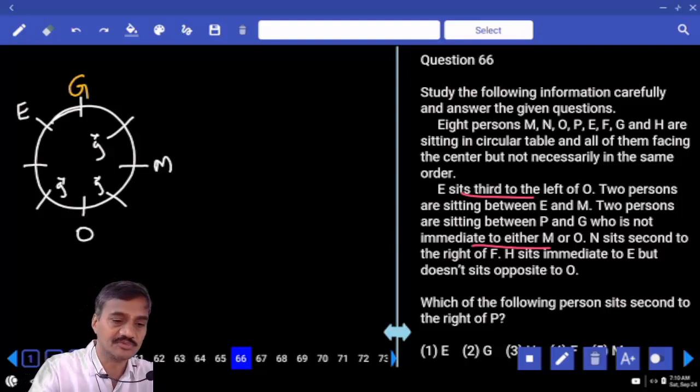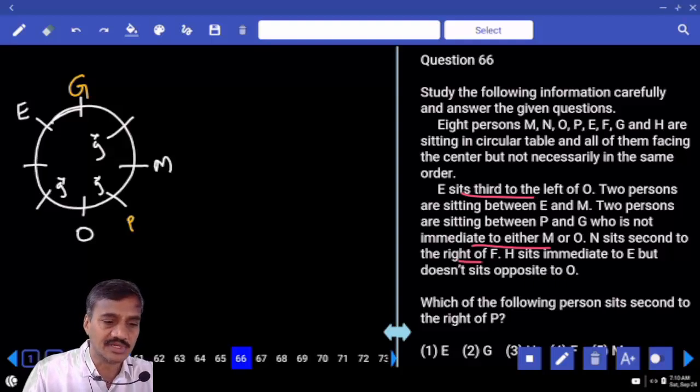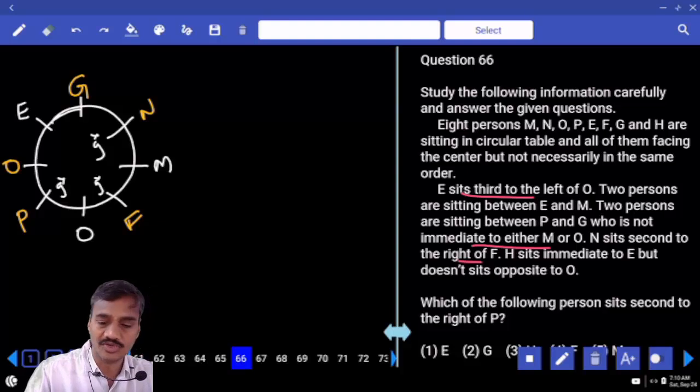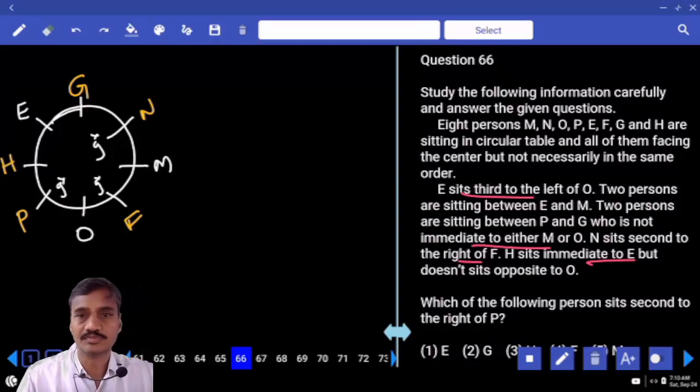There are 2 persons between P and G. 1, 2, P can be here or P can be here. Now if P is at this place, N sits second to the right of F is not possible. Hence P cannot be at this place. Then where should it be? P must be here. If P is here, N is seated second to the right of F, F is here, N is here. And finally O is here. And O is immediately adjacent to E, H. And H is adjacent to this one. H is here. And this H is not opposite to O.